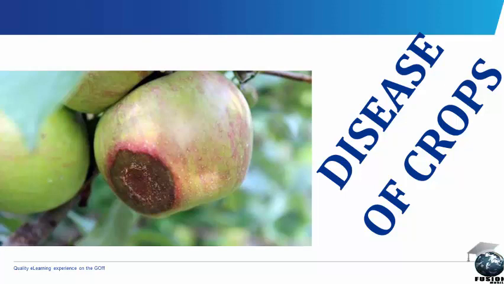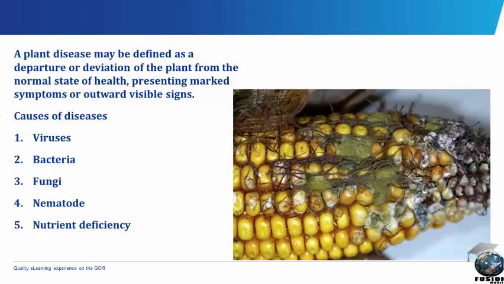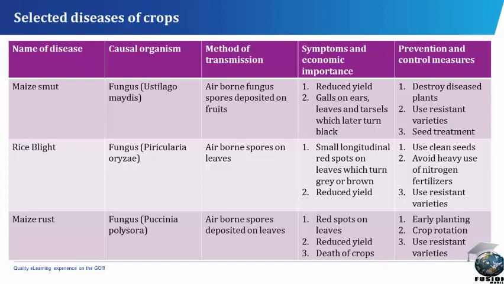Diseases of crops. A plant disease may be defined as a departure or deviation of the plant from the normal state of health, presenting marked symptoms or outward visible signs. Causes of disease: viruses, bacteria, fungi, nematodes, and nutrient deficiency are the causes of diseases.